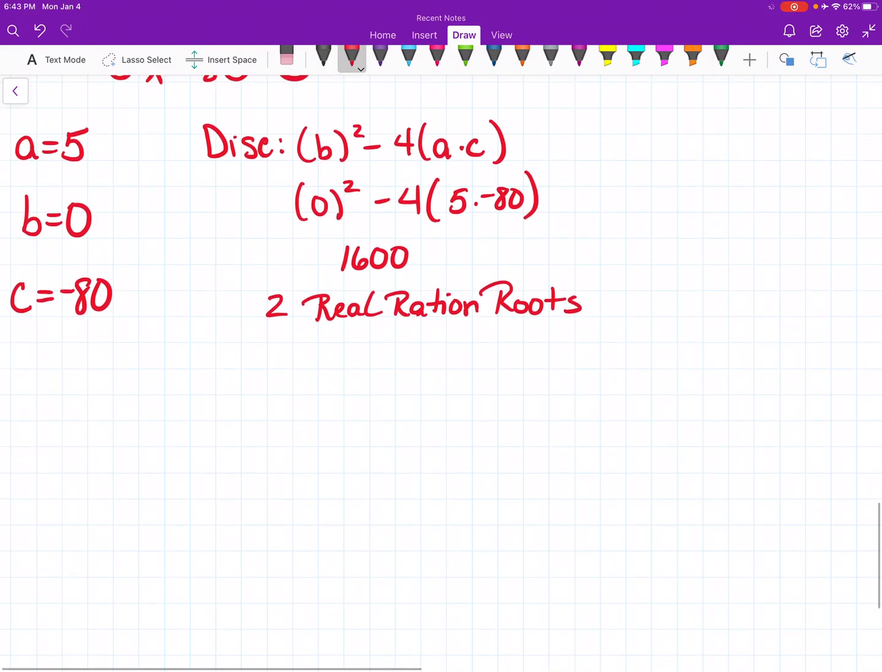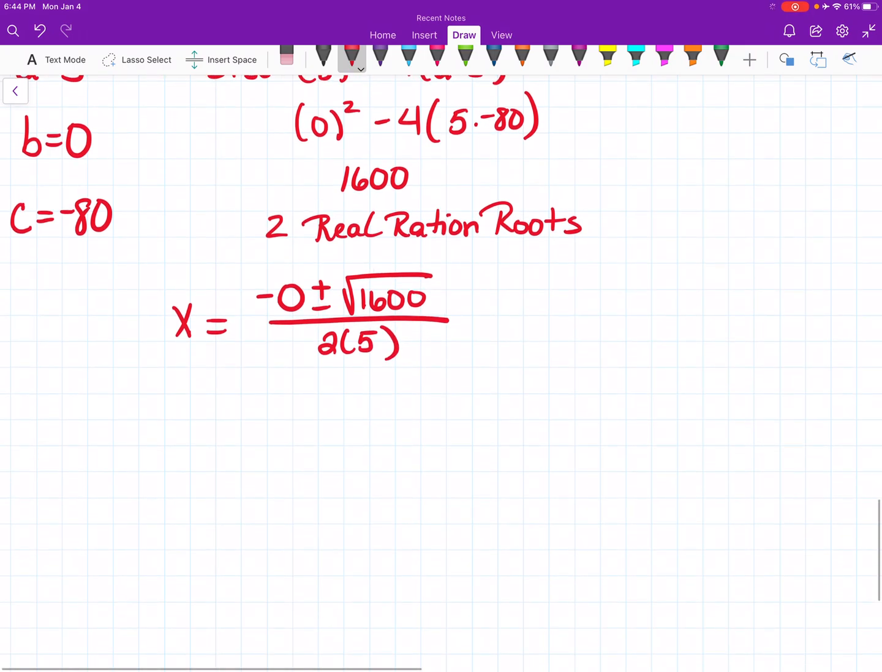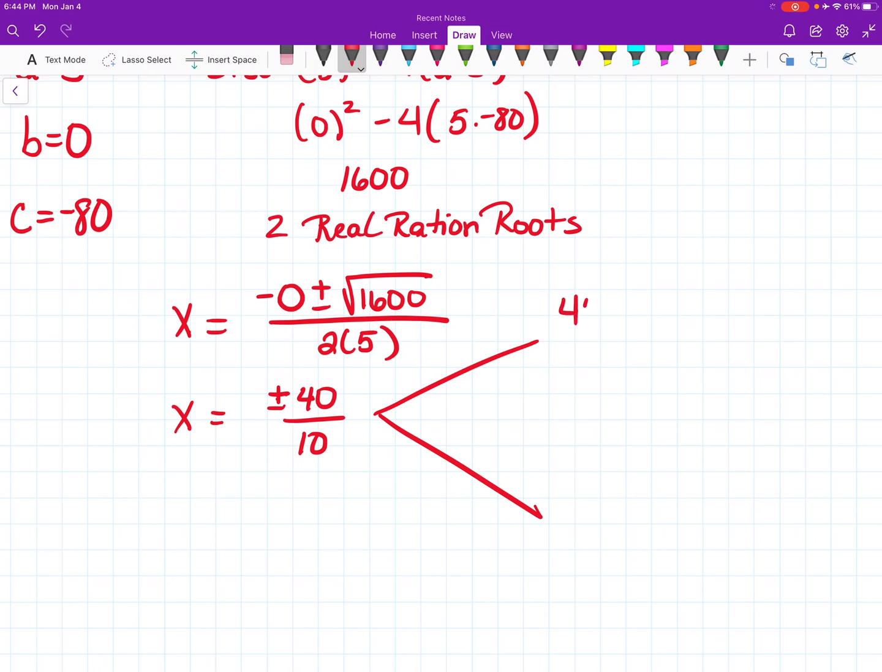If you get a whole number, then you know you got a perfect square. Now let's finish up our quadratic formula. So x is equal to negative b, well that's negative 0, plus or minus the square root of 1600 all over 2a. Let's simplify. That's really going to be x equals plus or minus 40 over 10. Let's split it: 40 over 10 and negative 40 over 10. So our answer is going to be 4 and negative 4.